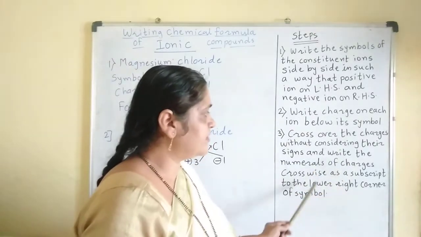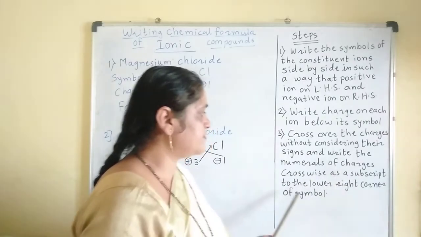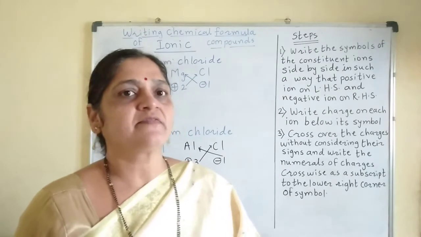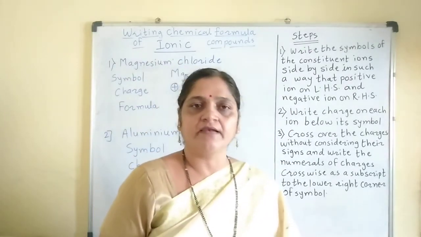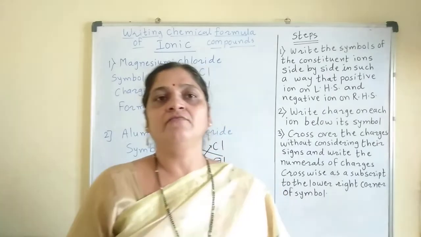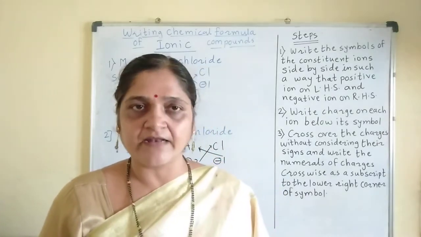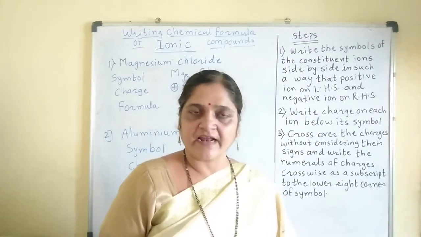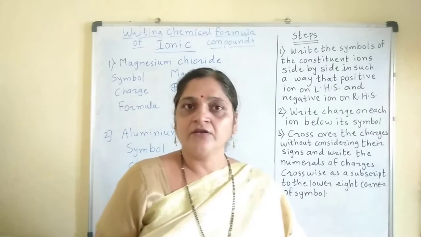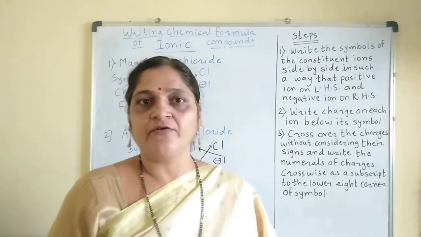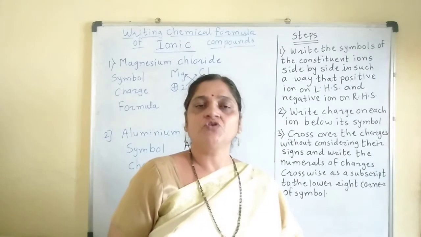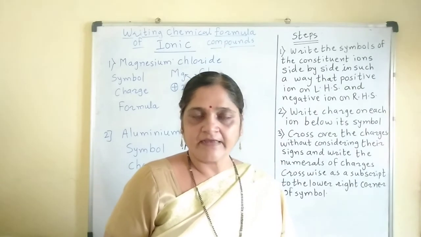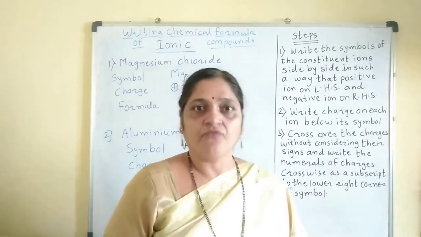And write the numerals of the charges crosswise as a subscript to the lower right corner of the symbol. Do the cross multiplication of the numerals only, and these numerals we will write crosswise. Means the numeral by which we are going to multiply the first atom symbol will be written on the lower right corner of that first atom symbol, and then the numeral of the first atom, which we are going to multiply with the second atom symbol, should be written as a subscript on the lower right corner of the second atom. Right? In this way we are going to write down the formula of an ionic compound.